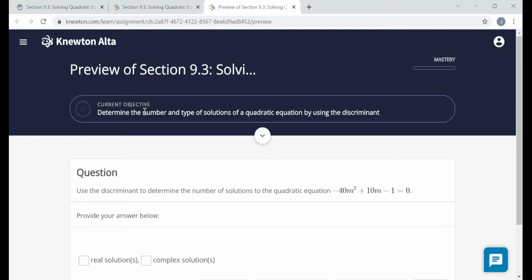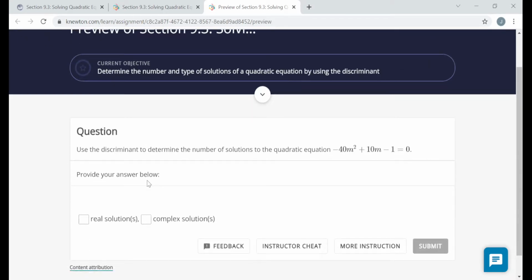And then whatever objective appears, there'll be a question below it related to that objective. And at the bottom of each question, there should be a feedback button for which you can send feedback to Knewton. You won't see the instructor cheat button. That's for instructors only. But you will see the more instruction button. You click on this and you'll be provided with extra reading material or videos that will hopefully help you when working on certain questions in whatever objective you're working on.